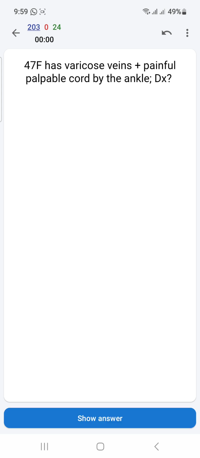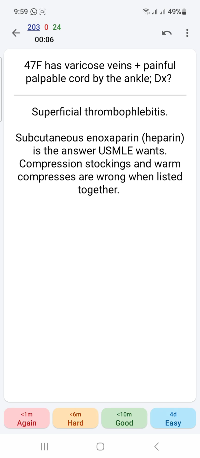47 female has varicose veins and painful palpable cord by the ankle. Diagnosis is superficial thrombophlebitis.